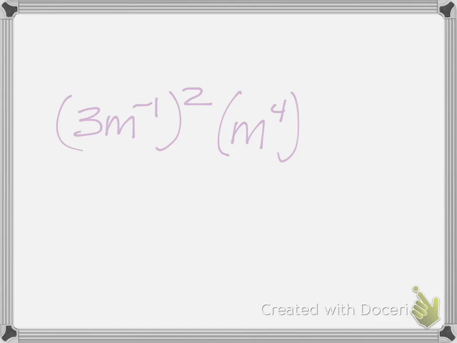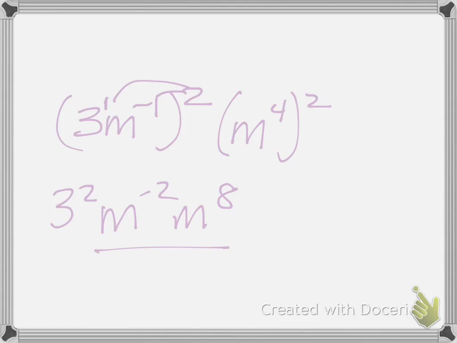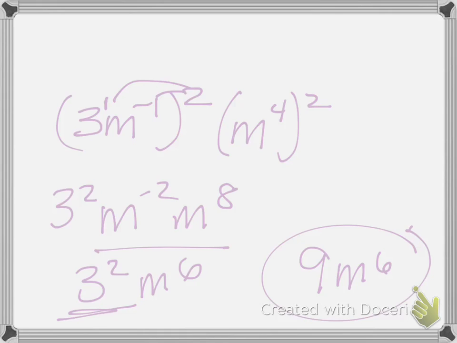So just remember when you're doing things, let's say we have 3m to the negative 1 squared, m to the 4 squared. Okay, so I would put a 1 here because I don't see one, and then I would distribute. So I'd get 3 squared, negative 1 times 2 is negative 2, 4 times 2 is 8, and then we can add these. So we'd get m to the 6, and 3 squared is 9. Okay, so always put a 1 in this spot whenever you don't see an exponent.